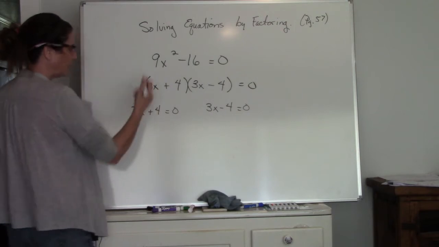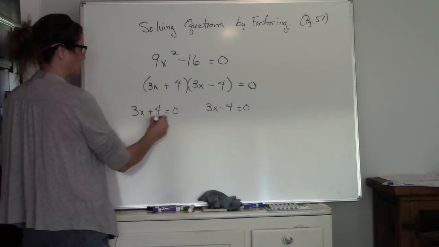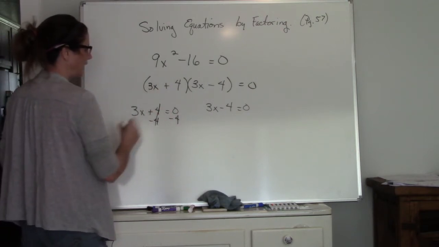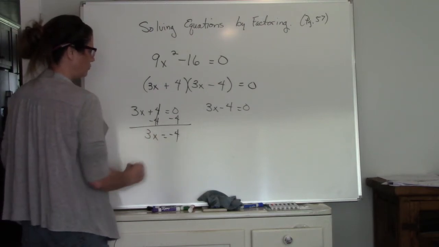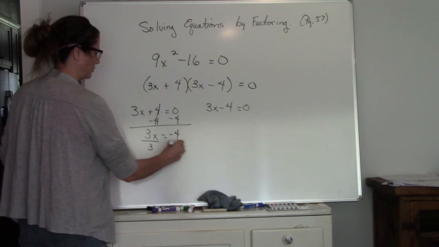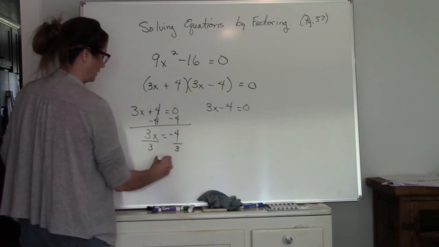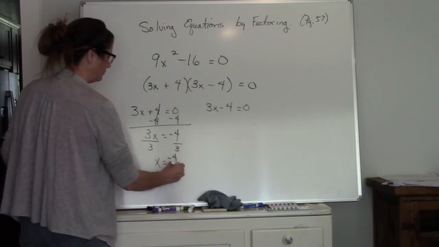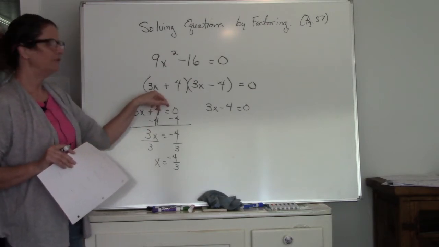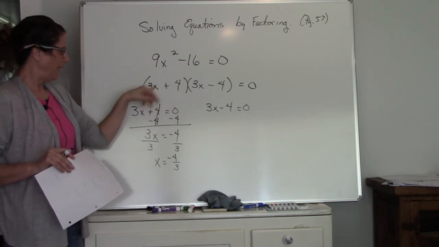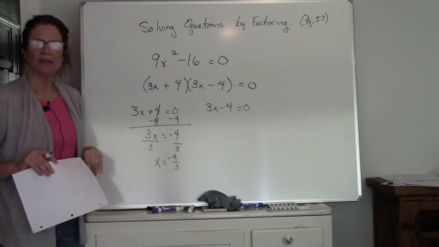So now we are at a two-step equation. I'm going to subtract 4 from both sides. That cancels that. I end up with 3x equals negative 4. And then I'm going to divide both sides by 3. So I get x equals negative 4/3. Okay, so if I have negative 4/3 in here, and I multiply this out and I add 4, I'm going to end up with 0.